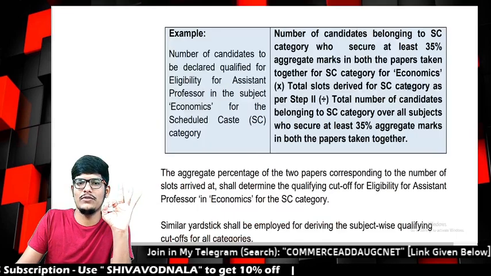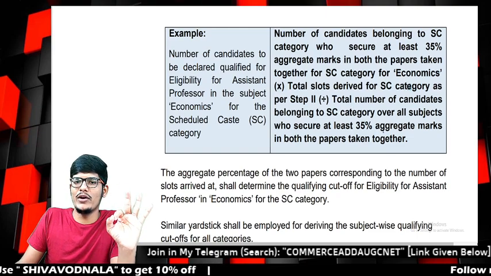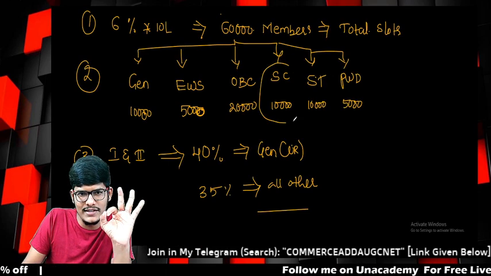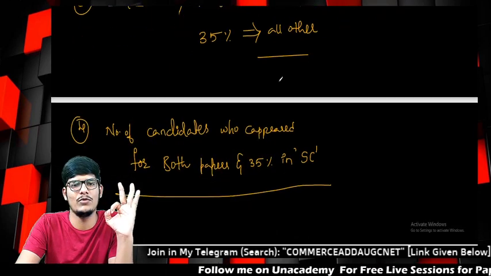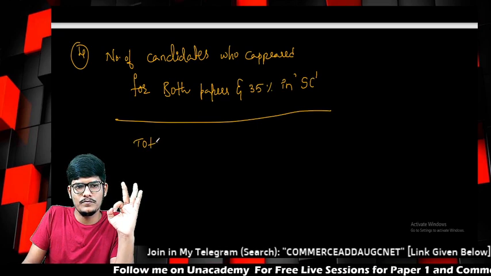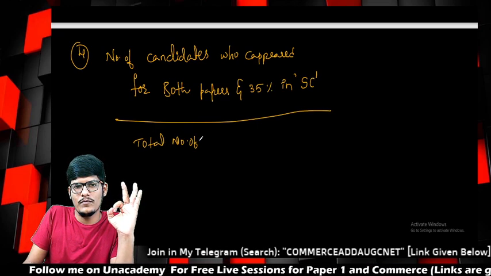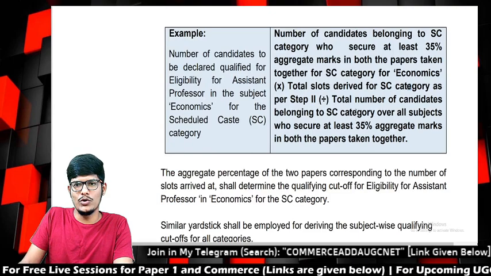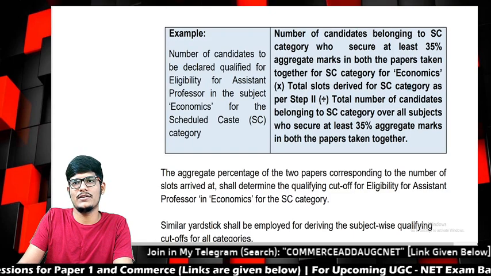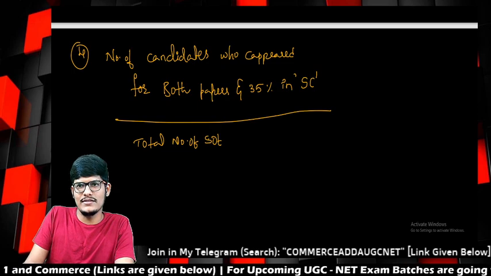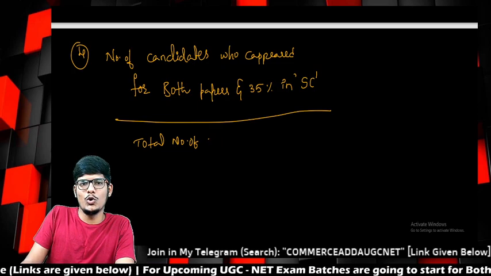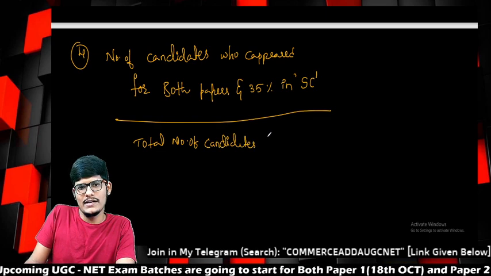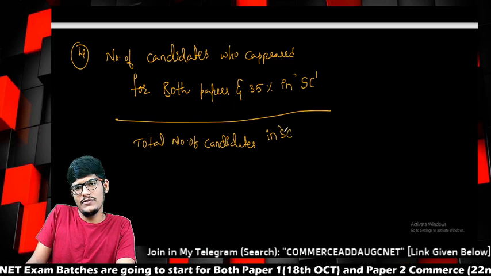Divided by total number of the candidates belonging to the SC category in all subjects. The total candidates belonging to the SC category as per the reservation policy out of the total slots available. Or else here you can look at total number of candidates belonging to the SC category in overall subjects. Total number of candidates rather than slots, because slots is the wrong one over here. Total number of candidates in SC category for all subjects.